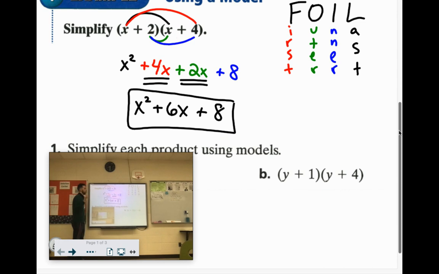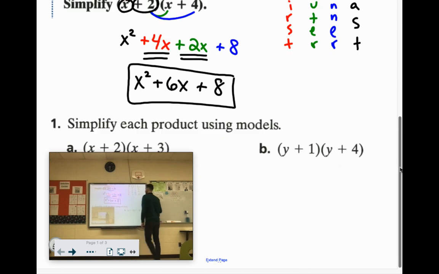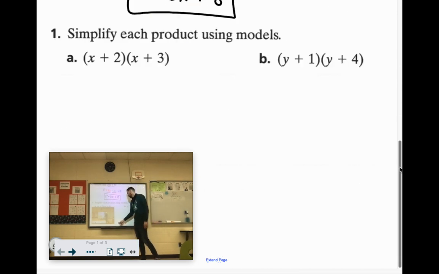Now think of what foiling is actually doing. If you look at the lines we drew up here, you're essentially multiplying the x times both of these terms. And then you're multiplying the positive 2 by both of these terms. It's like you distribute everything from one set of the parentheses to everything in the other. So that's all we're practicing today, just multiplying those binomials.